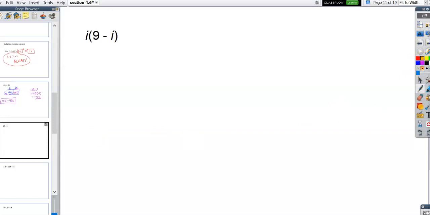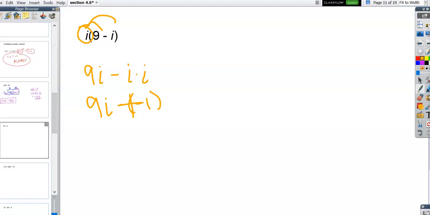And to show you what I was talking about with distributing, you can take the i on the outside, multiply by both terms on the inside. We said i times i always equals negative 1. Subtracting a negative becomes addition. So this is the same as 1 plus 9i.